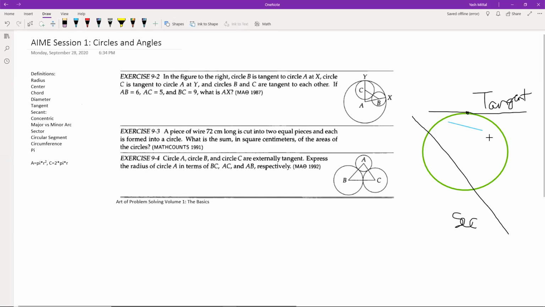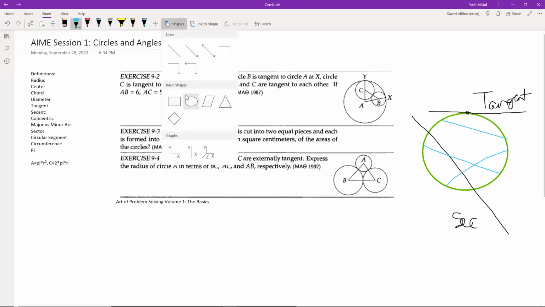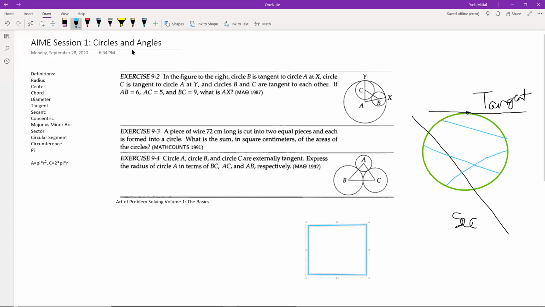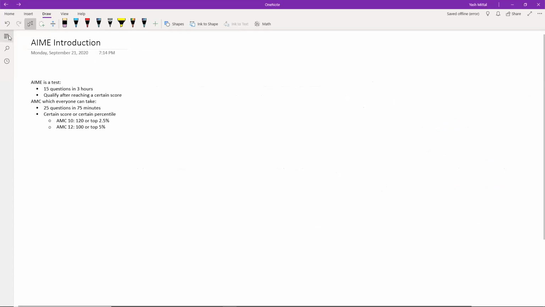Here. This right here is a chord, as you can see, it connects 2 points. This right here is also a chord. This right here is also a chord. But the most important chord in any circle, whoops.